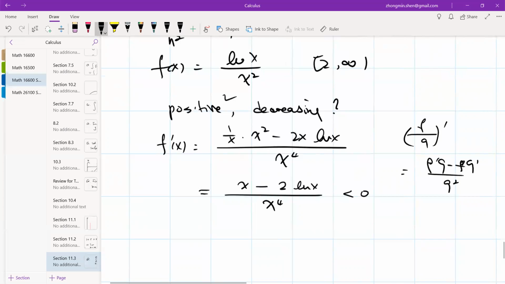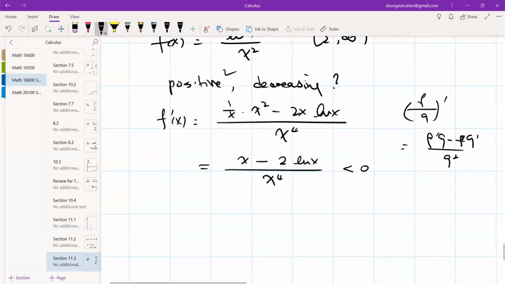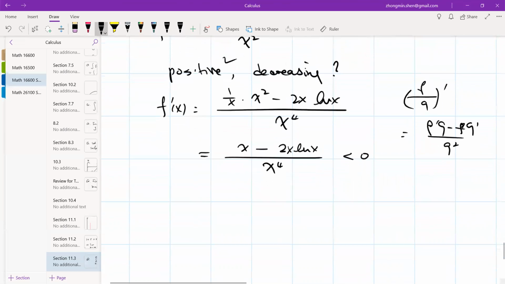So f prime is 1 over x times g, that is x squared, minus natural log x times g prime of x. So I can, x squared over x is just x. Oh, yes, there's an x here. Okay.